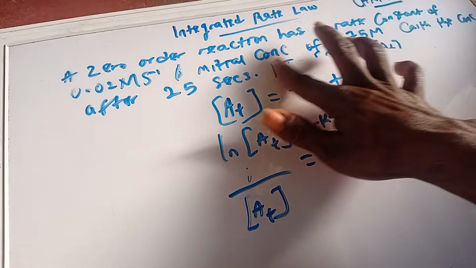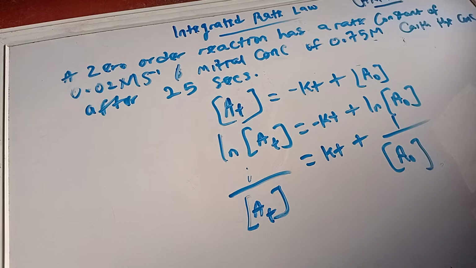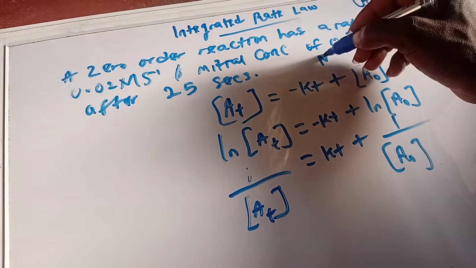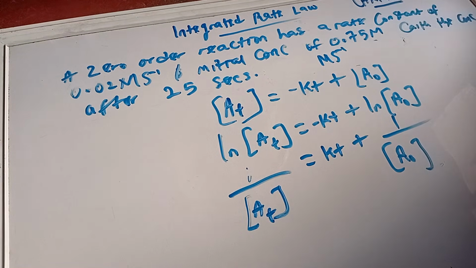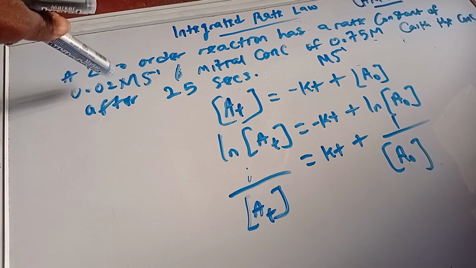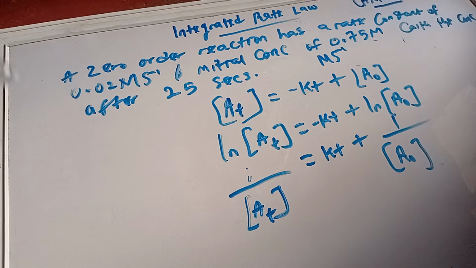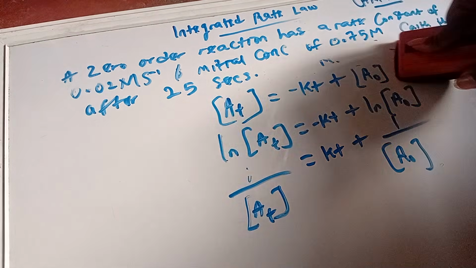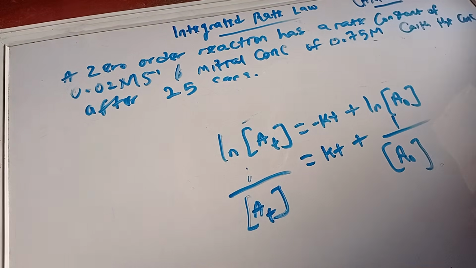Now that's for zero order. For zero order, the unit for the rate constant is mole per second. So if they mention zero order and you have a different unit for your rate constant, then that question is wrong. You see that? It's not a mistake, it can be a trap. So just know that. Now for first order, the unit is just per second.